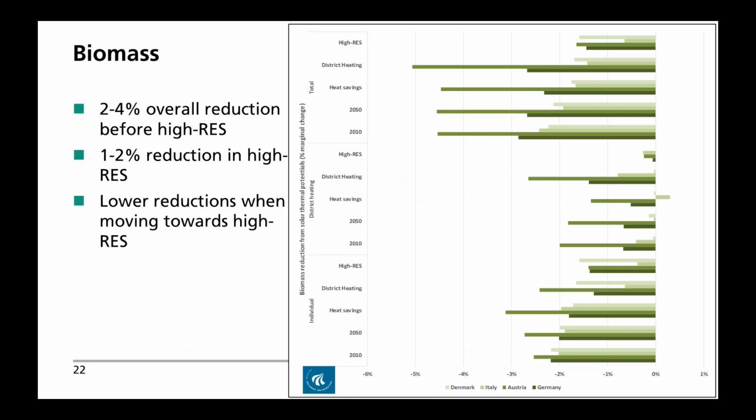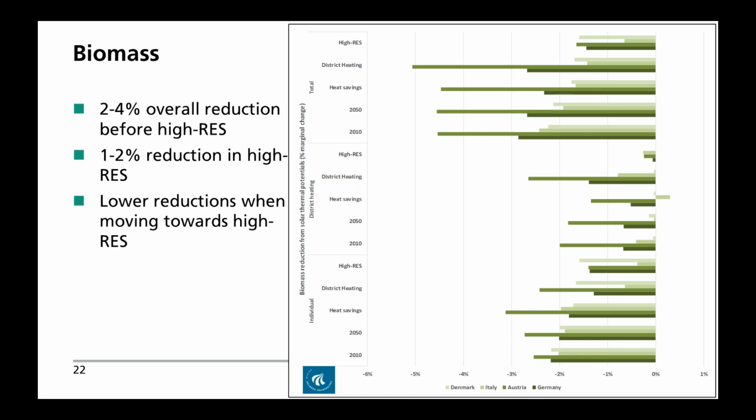Looking at some impacts, what do we see? I think it's hard really to go through all these figures here on the right side. What we see is that compared to the impact of biomass, if we have this higher amount of solar energy in it, that could be reduced relatively by 2 to 4% if you have not changed your electricity system, and you can reduce it by 1 to 2% if you are in these high renewable energy systems.